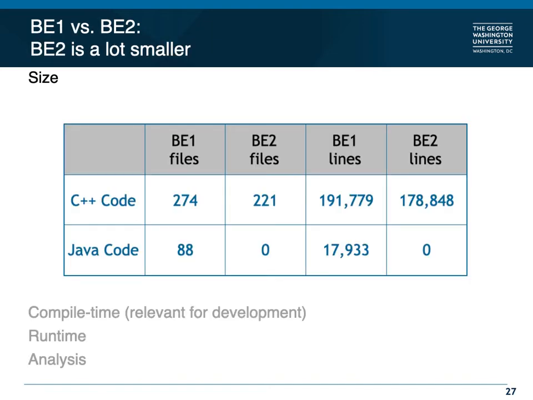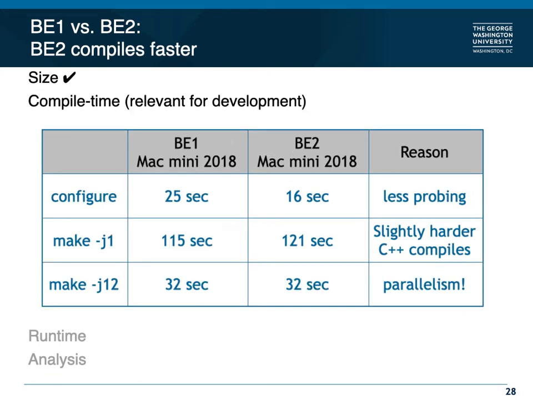Certainly Bulk Extractor 2 is a lot smaller than Bulk Extractor 1. It has far fewer C++ files. It has about 13,000 fewer lines of code, and the Java GUI has been moved into another Git project. The program runs the configure script much faster, and it compiles in about the same amount of time. I'm not going to show runtime performance because that's still under development.